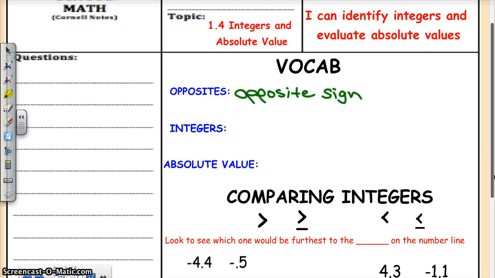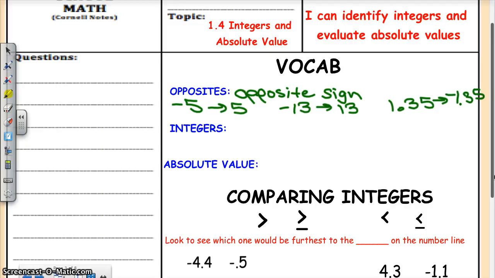Opposites are opposite signs. I mean, it's pretty common sense there. If I said -5 and I asked you what was the opposite, what would you say? 5. Right? If I said -13, what's the opposite? 13. If I said 1.35, what's the opposite? -1.35. We got it. Okay?